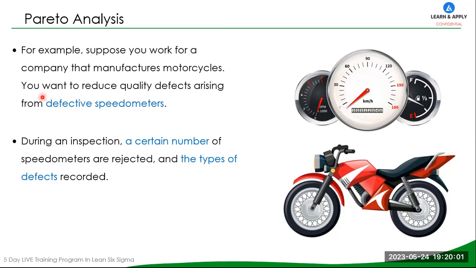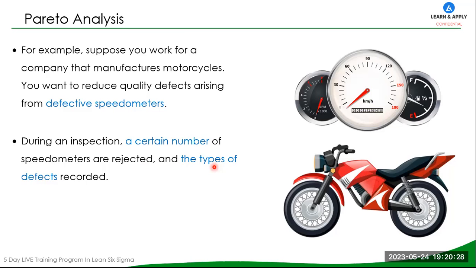So the example is like you want to reduce the quality defects arriving from defective speedometers. During an inspection, a certain number of speedometers are rejected, and the data is collected for the type of defects versus the quantity. So, what is the data here? What is the defect, and for that defect, how many speedometers are defective?